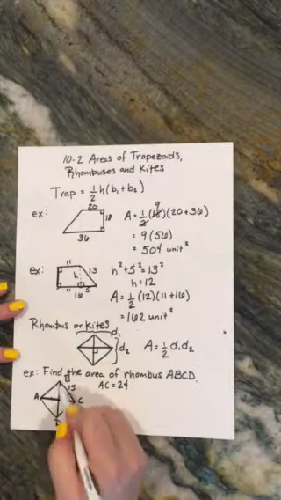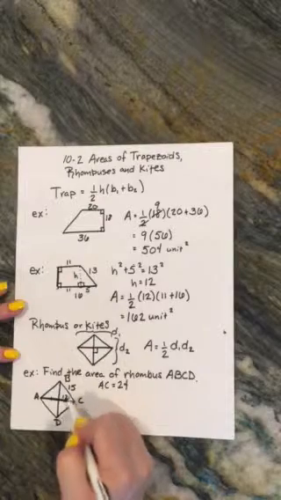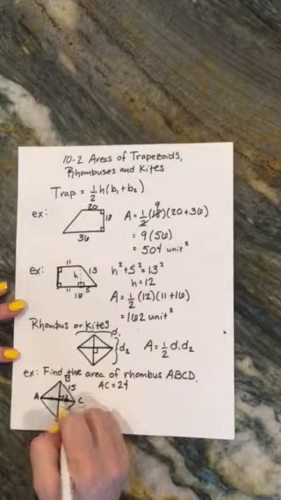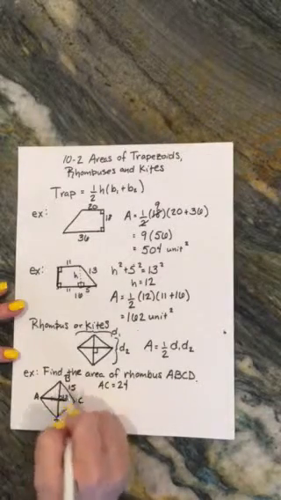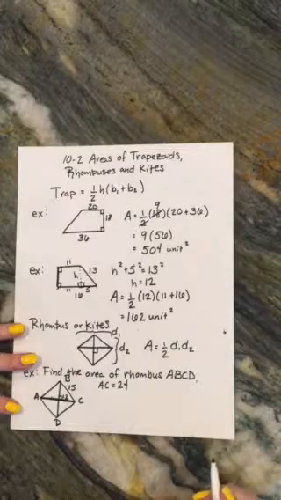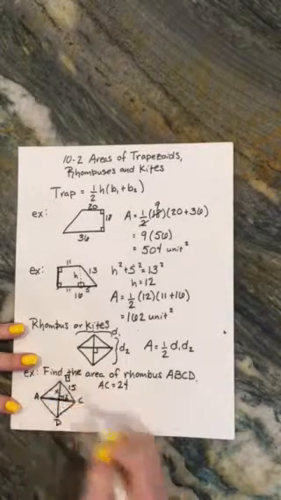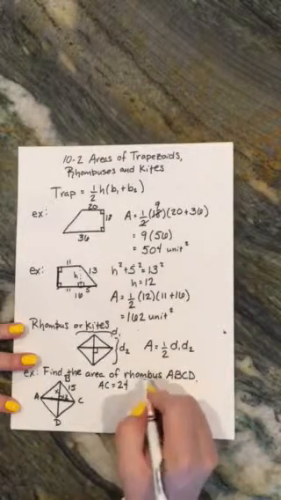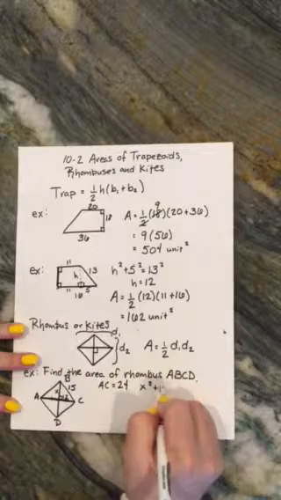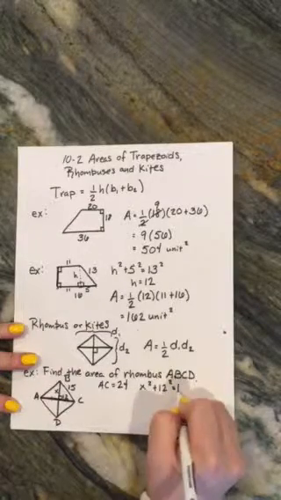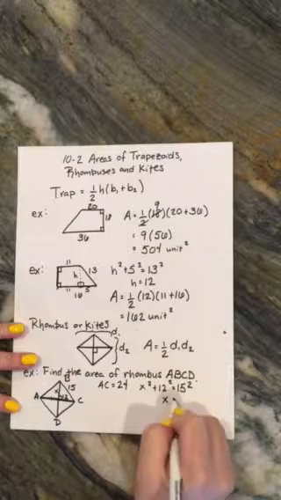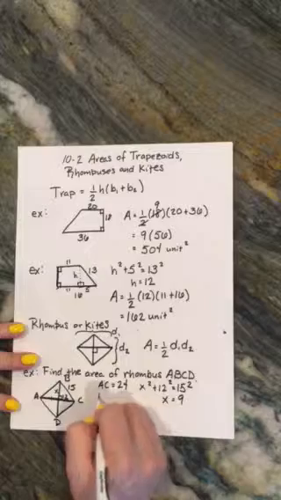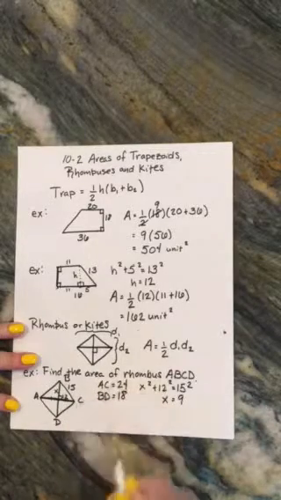How about BD? We don't seem to know anything about BD. We do know that this side is 15 and the diagonals are perpendicular. Oh, do you see it? It's a right triangle. So let's call this guy X. We can find X, which is half of BD, by using the Pythagorean theorem. X squared plus 12 squared equals 15 squared. So X equals 9. That makes diagonal 2, or BD, equal to 18.